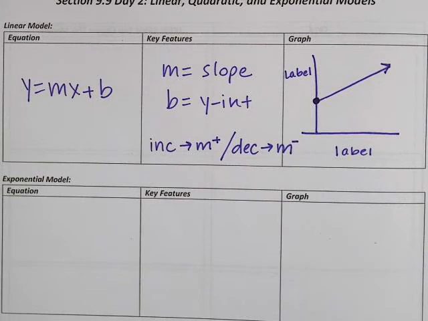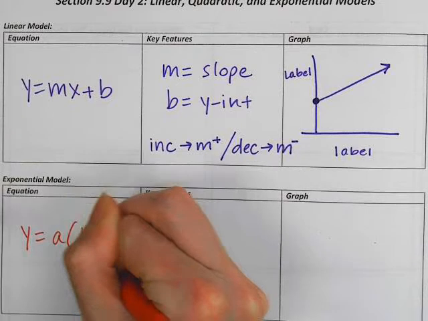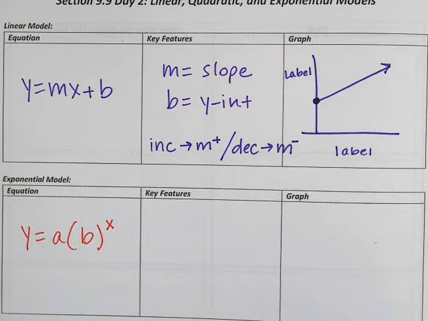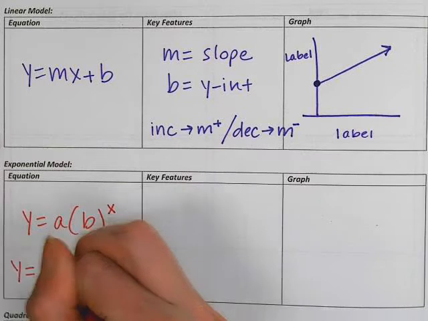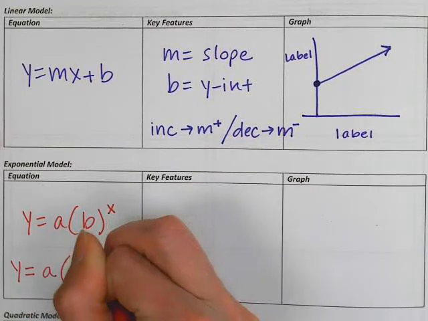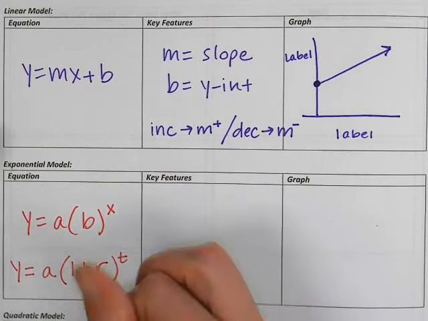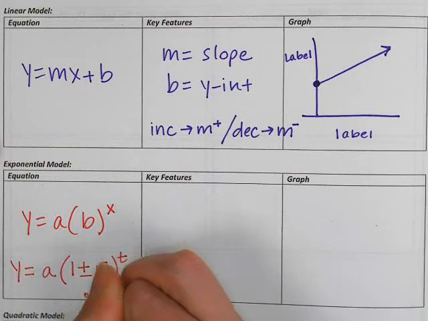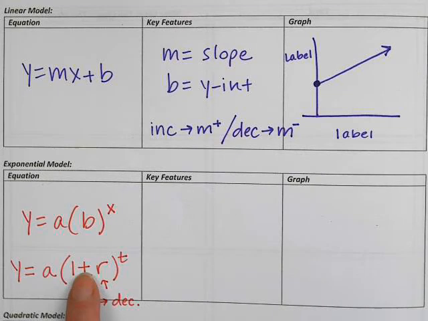All right, on to exponential. Exponential model is y equals a times b to the x power. A lot of times in word problems, you're given a rate as a percent. And if that's the case, you're going to use y equals a times 1 plus or minus r to the t power. And then r, you would convert the percent into a decimal. We did those a while back. The plus would be if it's a growth, and the minus would be if it's a decay.